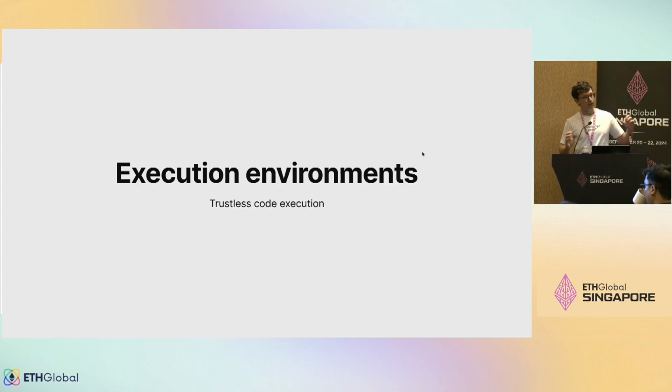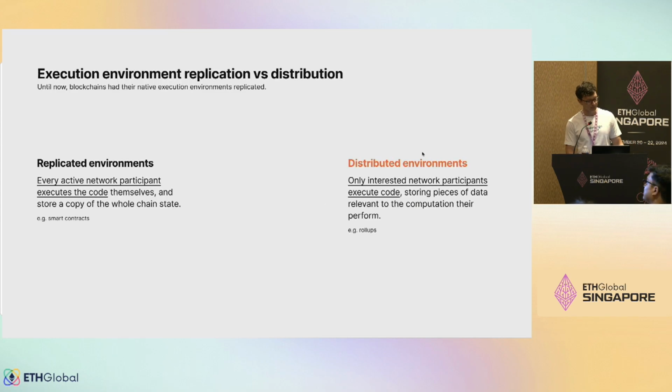The first big block that we're going to look at is our execution environment, and how we can use it for trustless code execution. So far, all of the blockchains offered some execution environment that uses decentralized properties. And the way they did that is by using consensus and blockchains to offer that replicated environment. What that means is that every active network participant has to execute the same code again and again to actually verify that it has been done correctly.